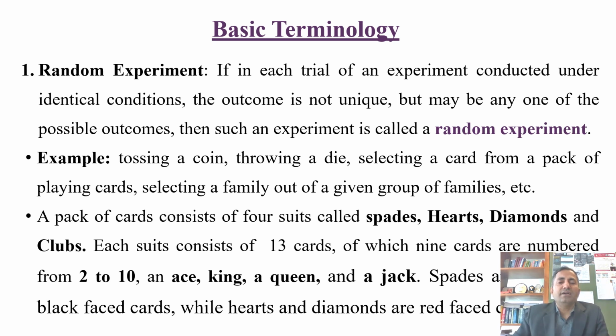Once we talk about playing cards, those who know how to play are aware of this. There are four types of cards in a pack of playing cards: spades, hearts, diamonds, and clubs. Each suit has 13 different cards. Out of these, 9 are numbered cards, 2 to 10, and the others are ace, king, queen, and jack. Spades and clubs are black, while hearts and diamonds are red. So this is the general information about playing cards.